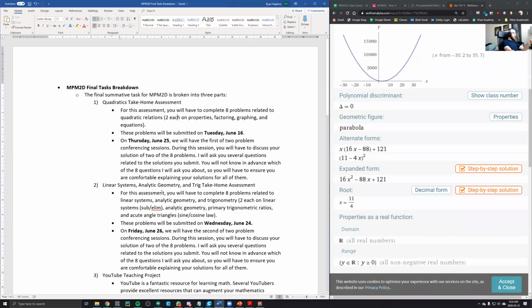There will be a substitution and elimination problem. There will be an analytic geometry problem. There will be a factoring problem. So a lot of these you can do along the way. This is not meant to be a final week crunch. You can just chip away at problems as you go, and that way there shouldn't be any burden towards the end of the year. Okay?